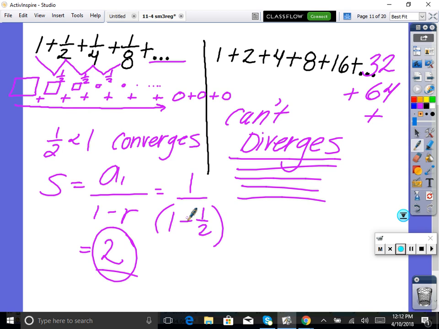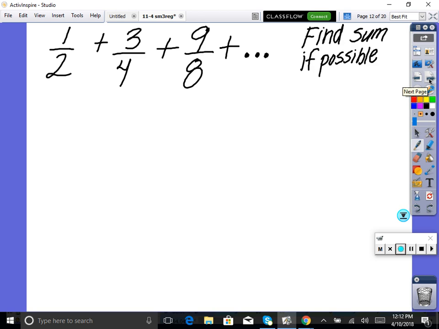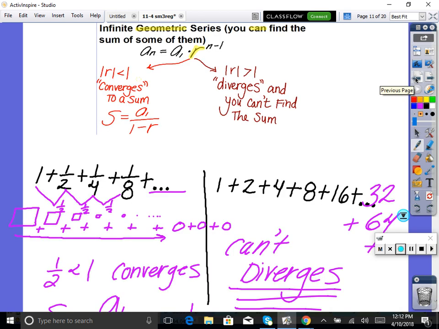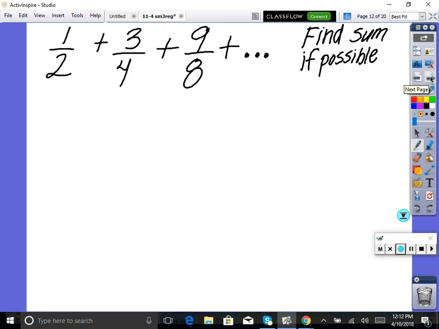Okay. Does it make sense conceptually, though, why that works? Yeah. Okay, cool. Let's look at these examples. So this is exactly how I'll say it on the test. Find the sum if possible. So you would say, is it arithmetic or geometric? Well, let's see if it's geometric. So we do this divided by this divided by this. Everybody do it. Let's figure out what we're multiplying by each time.